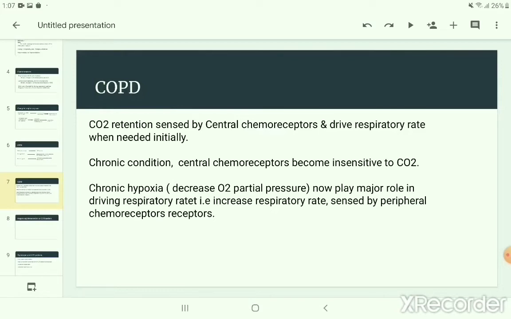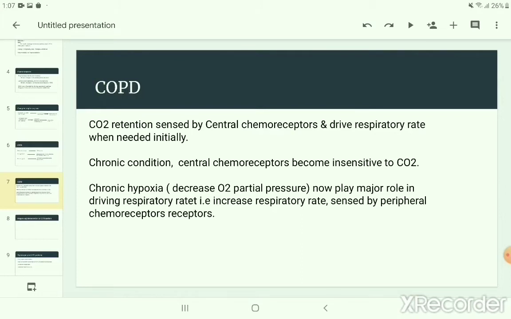When the oxygen level in COPD patients drops to 60 to 70 millimeters of mercury, it is sensed by the peripheral chemoreceptors, and now the key player which drives the respiratory rate diverts from the central chemoreceptors to the peripheral chemoreceptors, and now the peripheral chemoreceptors drive the respiratory rate.